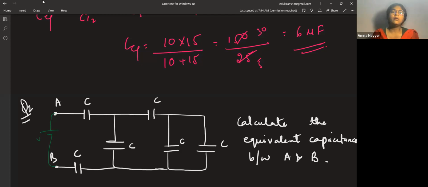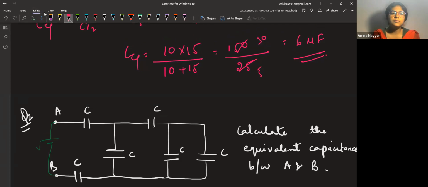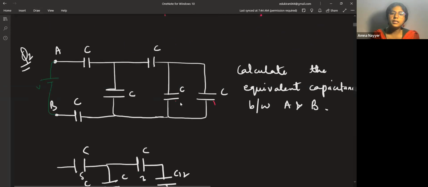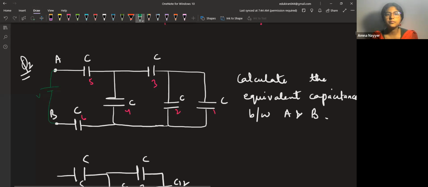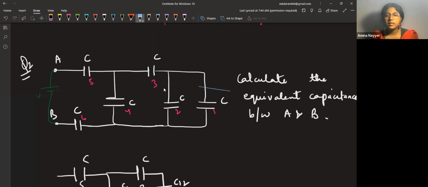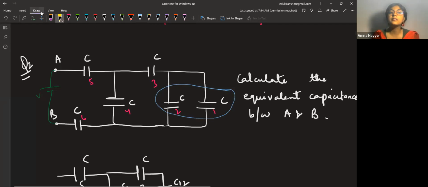Okay. Now let's name the resistors. See, this is 1, this is 2, this is 3, this is 4, this is 5, this is 6. Now I'll start from this extreme and look here, class. Look at this. There is a branching at this junction. It means both of them are connected in series or parallel.